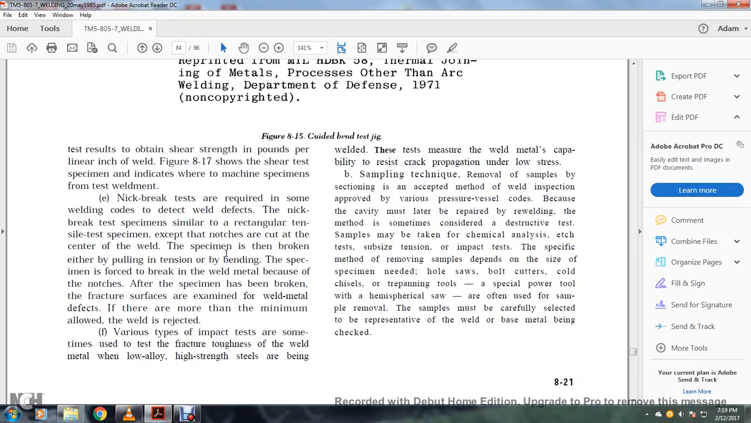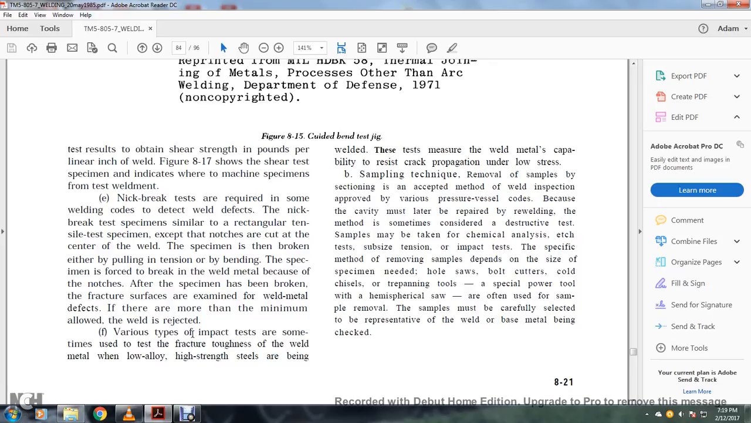A nick-break test is required by some welding codes to detect weld defects. The nick-break test specimen is similar to the rectangular tensile test specimen, except the notches are cut out of the center of the weld. The specimen is then broken either by pulling it in tension or by bending it. The specimen is forced to break in the weld metal because of the notches. After the specimen has been broken, the fracture surfaces are examined for weld metal defects. If there are more than the minimum allowed, the weld is rejected.